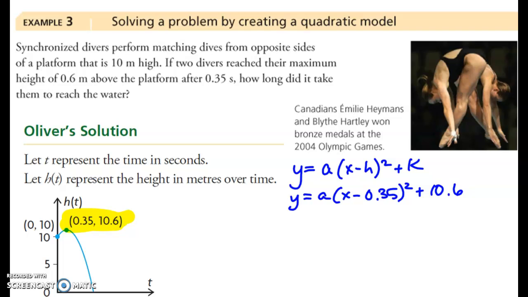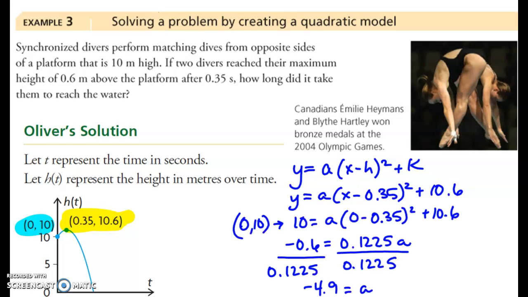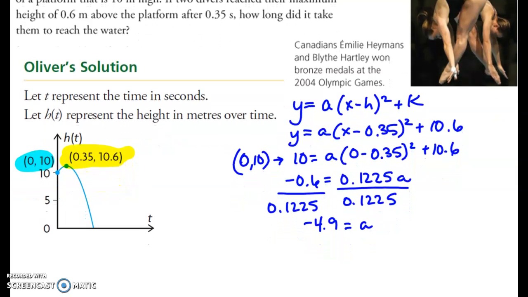Okay, so we know to find the a, we take one other point on the graph, and you can see that point. They've also given us this one. So let's stick that in for x and y and solve for a. Pause it, please. Alright, so after that work, we find our a value to be -4.9. And so our equation then of this diving parabola would be y equals -4.9, we know it's opening down, times x minus 0.35 squared plus 10.6.